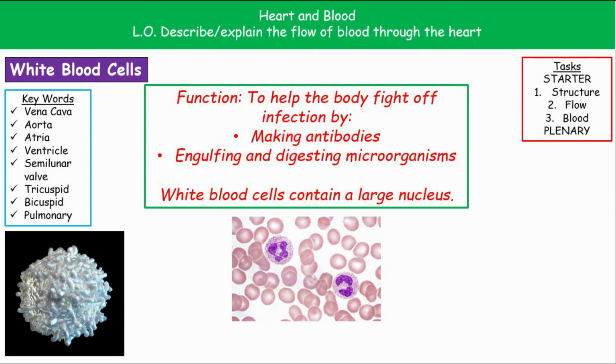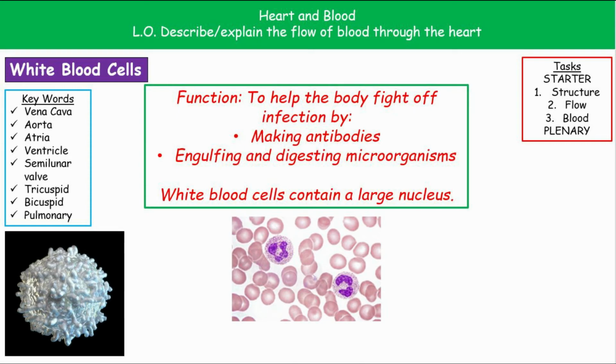Now, the other part that we should know is how to identify them in either a microscope slide or a diagram. Now, I've given you a picture from a microscope slide at the bottom in the middle there, and what we've got are 2 white blood cells in there. The rest are red blood cells.